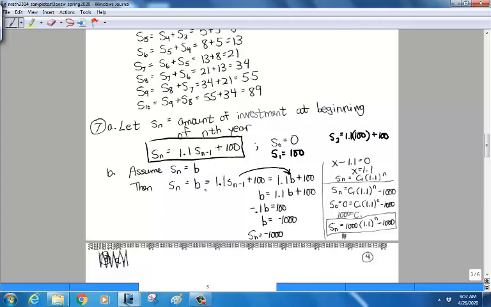So you end up with this very nice equation. Just ignore this middle part here: b is equal to 1.1 times b plus 100. Now just solve that equation for b, and it does have a solution. We come up with b is equal to minus 1,000. Just solve this equation for b, you'll get b as minus 1,000. So that means that our assumed solution to the recurrence relation is minus 1,000.